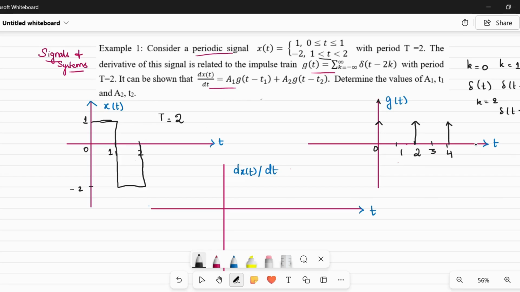The similar thing follows for the negative values also. So at minus 2, we have an impulse, and then at minus 4, we have another impulse, and it goes on from minus infinity to plus infinity. Now we have plotted these two functions. The next one would be differentiating x of t and drawing the dx of t function.